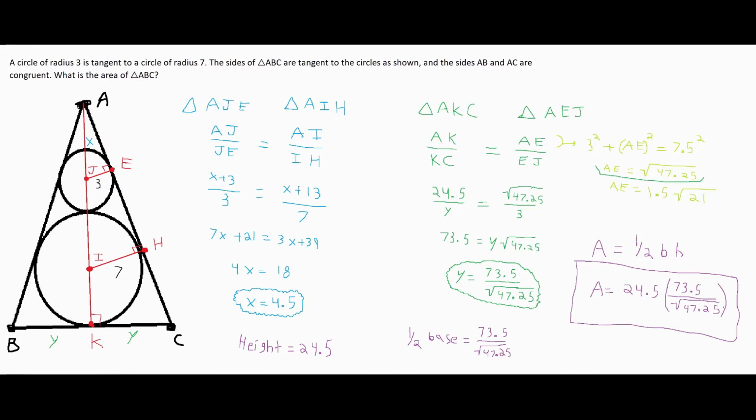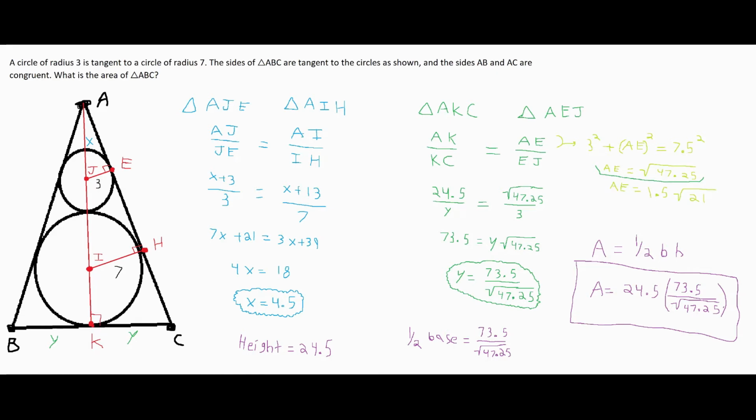Now, solving for AE, we get the square root of 47.25. If you want to, you can simplify this further and get 1.5 times the square root of 21, but for simplicity's sake, I'm going to keep it as the square root of 47.25. Now, we get 24.5 over y, which is half of the base, is equal to the square root of 47.25 over 3. Multiplying that out, we get 73.5 is equal to y times the square root of 47.25. Dividing that, we get y equals 73.5 divided by the square root of 47.25.